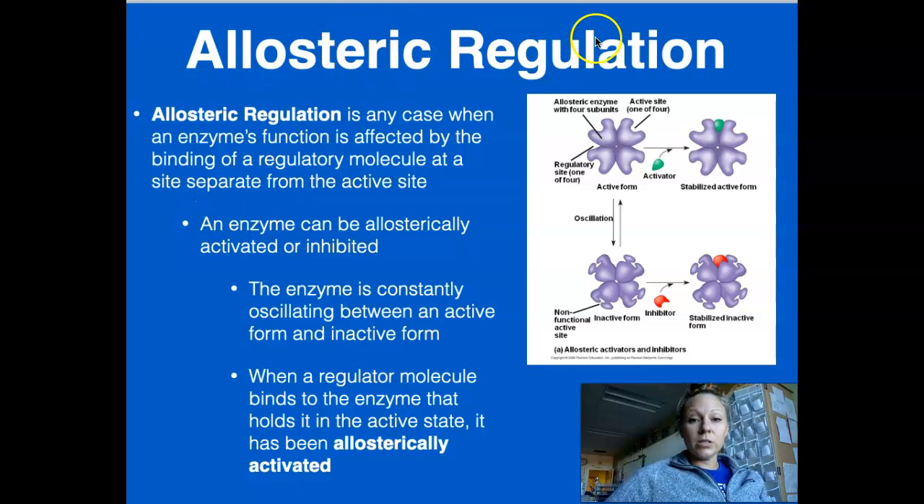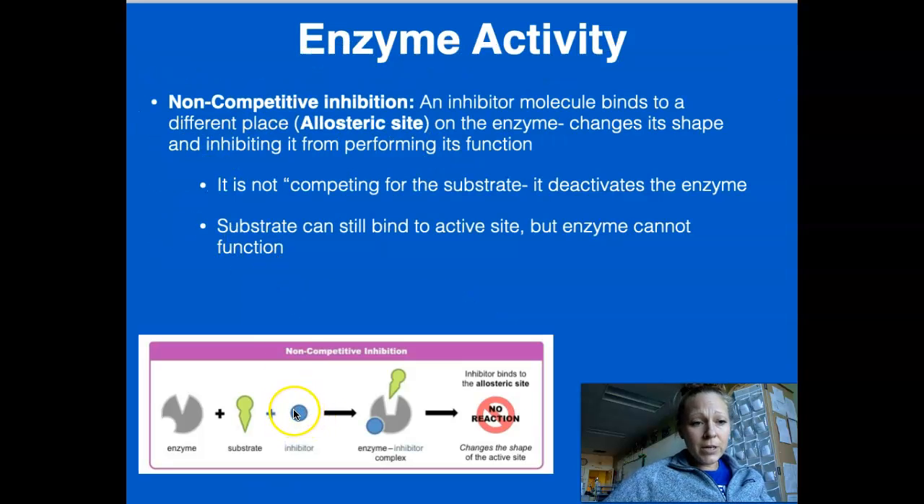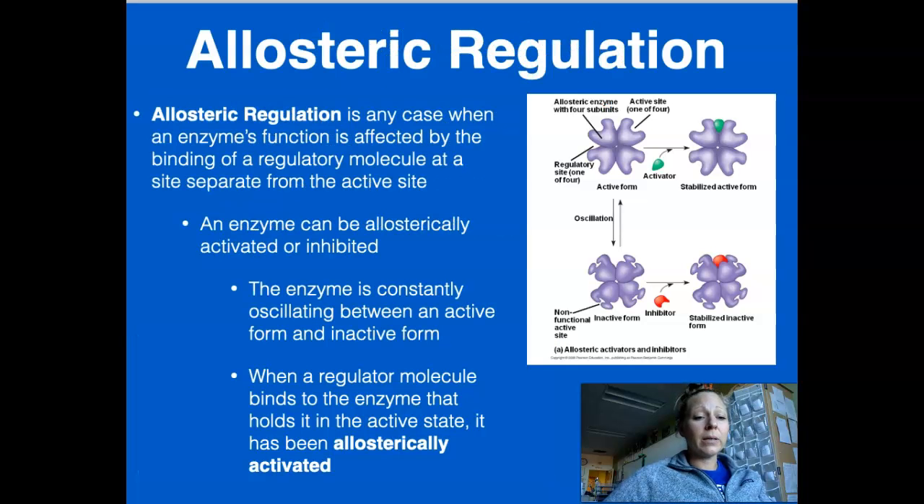Allosteric regulation. This is different from non-competitive inhibition. In non-competitive inhibition, the regulator, or I'm sorry, the inhibitor is going to attach allosterically. Allosteric regulation is any case when an enzyme's function is affected by the binding of a regulatory molecule at a site separate from the active site. So non-competitive inhibition is a type of allosteric regulation. However, an enzyme can be allosterically activated or inhibited.